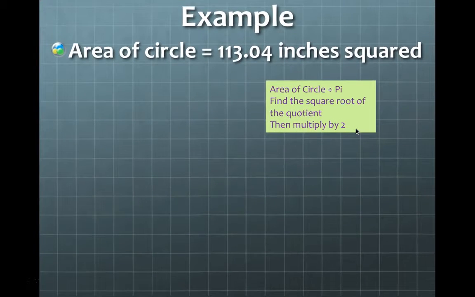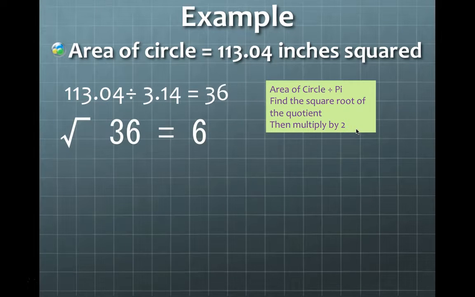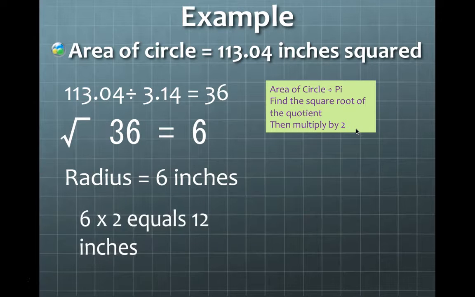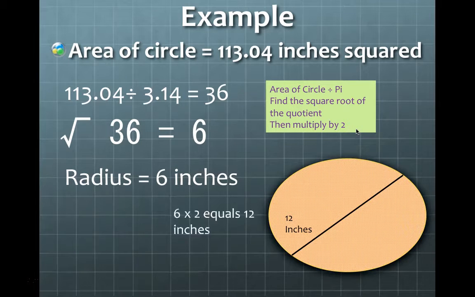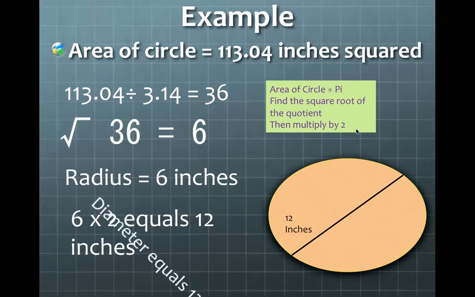So let's try it out in action. Once again, I'm going to use the same example. The area of the circle is 113 and 4/100 inches squared. And the first step, you divide it by pi, it's 36. Square root of 36 is 6. So we know that 6 is the radius. But now how do you convert that to a diameter? You multiply it by 2, because a radius is half of the diameter. 6 times 2 equals 12 inches. My diameter of the circle is 12 inches.